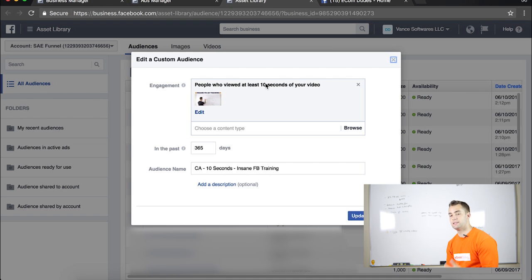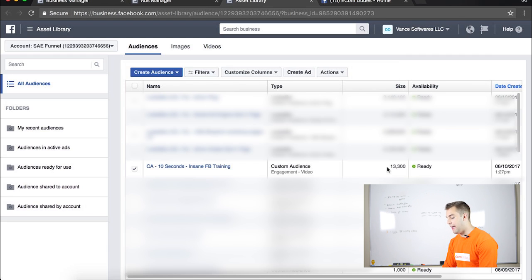Now, watching at least 10 seconds means it's more than 3 seconds. Essentially, with 3 seconds, anybody can scroll, look away, talk to one of their friends, and then look back, and that counts as 3 seconds. So as long as they watch it for more than 10 seconds, they would have to be talking to somebody or looking away for 10 seconds, which is fine. It's going to build my audience, but that also means I can target people who are engaging with my video for at least 10 seconds. So out of the 30-something thousand people that we have, I have right over here 13,300 people who have watched at least 10 seconds or more of that video.